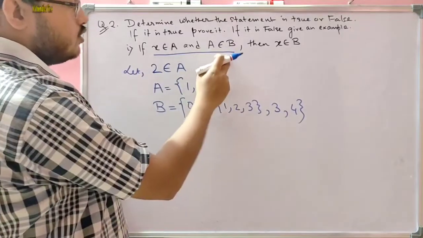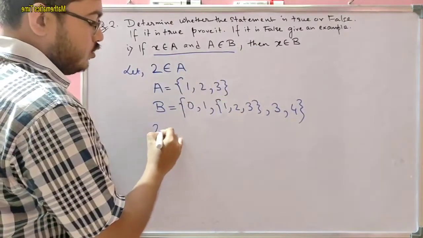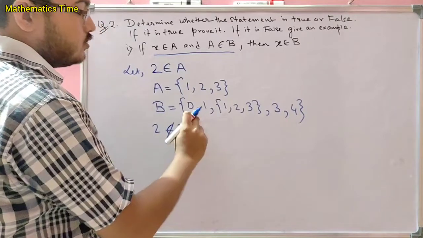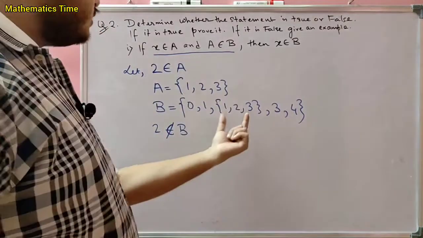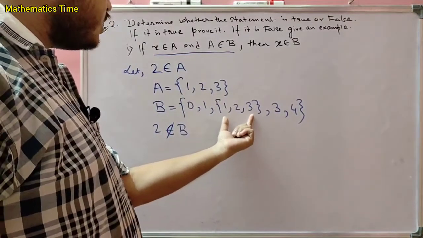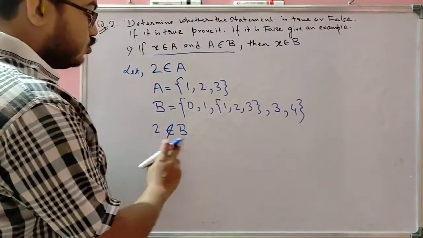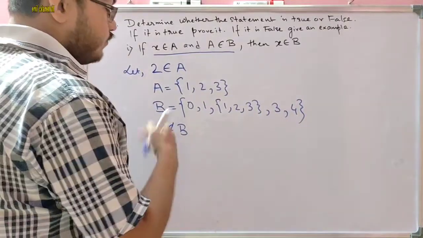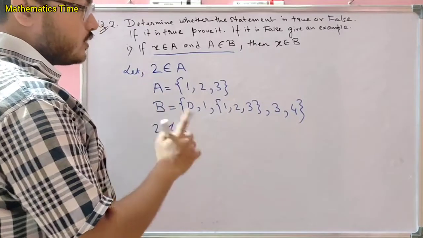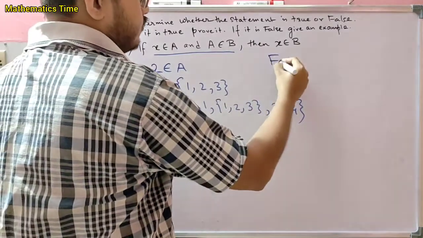So A belongs to B is also satisfied. But you can see 2 does not belong to B. There is no element 2 in this set. It's in the set, but as a combination of elements. So 2 doesn't belong to B. So if we can show for one example that it is false, the statement will be false.